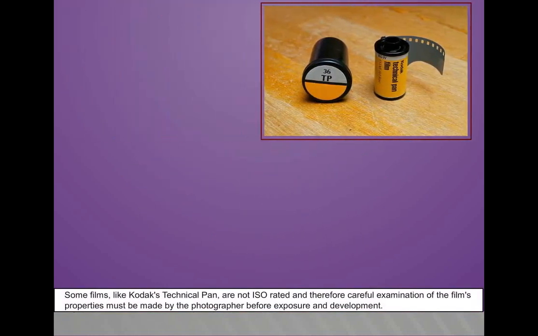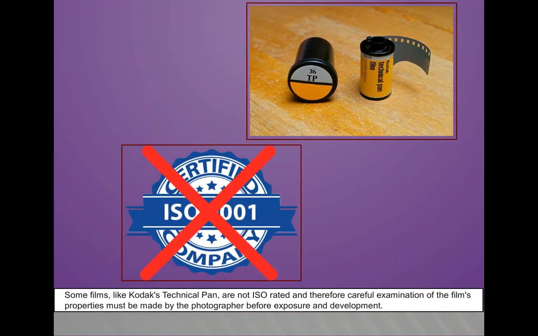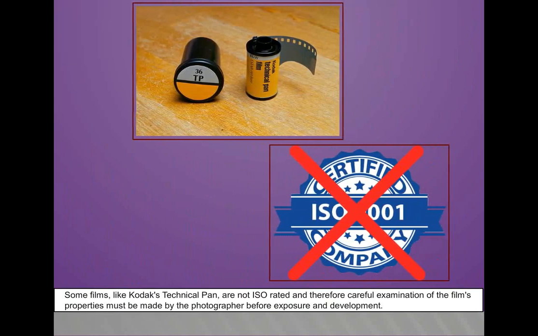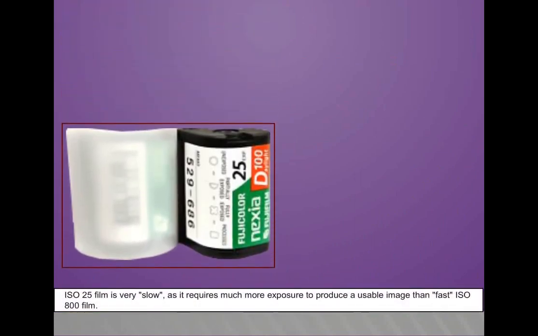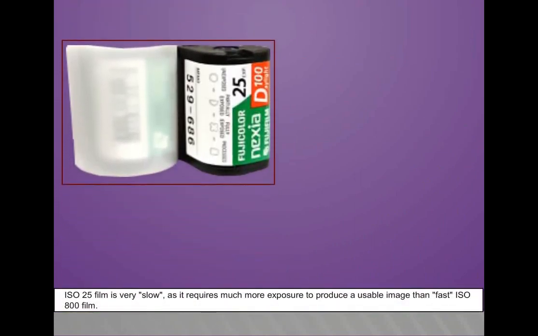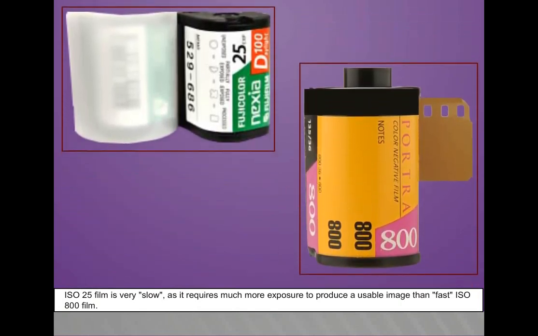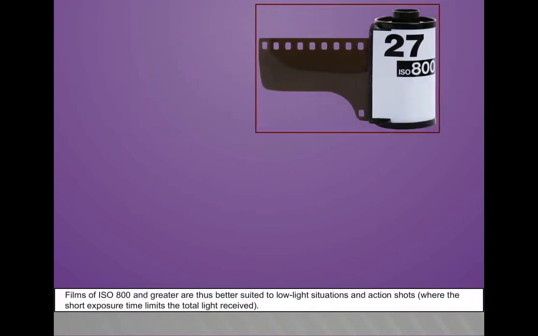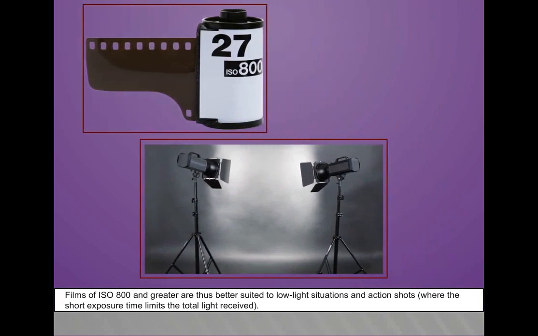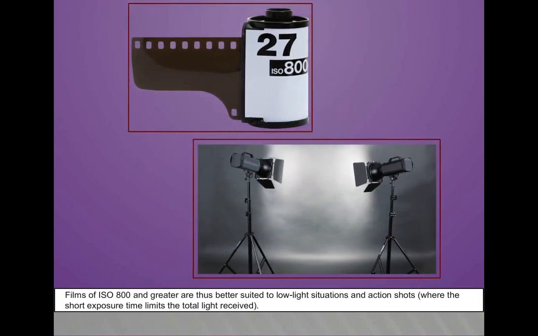Some films like Kodak's Technical Pan are not ISO rated, and therefore careful examination of the film's properties must be made by the photographer before exposure and development. ISO 25 film is very slow as it requires much more exposure to produce a usable image than fast ISO 800 film. Films of ISO 800 and greater are thus better suited to low light situations and action shots where the short exposure time limits the total light received.